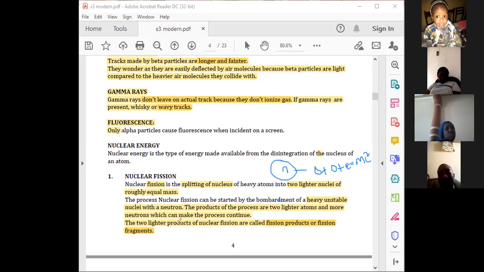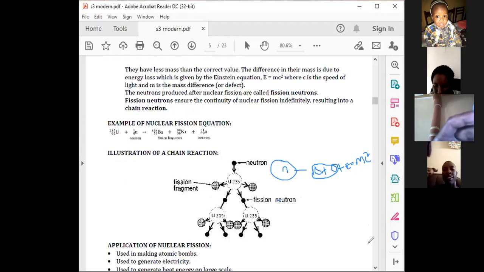Then these two lighter products of nuclear fission are called fragments. These two daughters are what we call the fission fragments or the daughters. So we shall see it in an example down there.